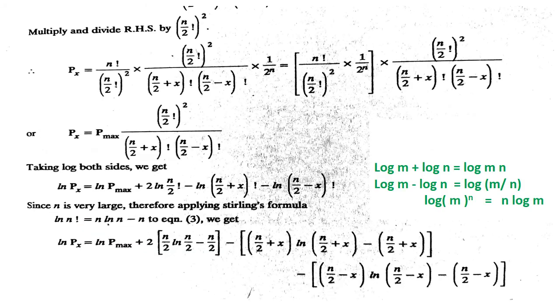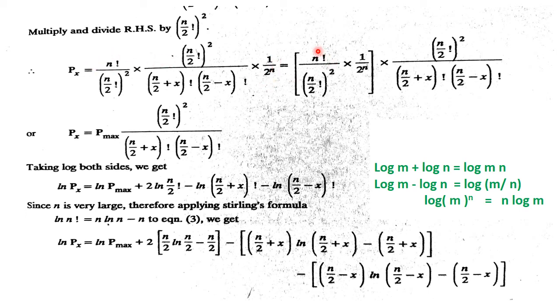Further, let us multiply and divide the right-hand side by (n/2 factorial) square. That means we get P(x) equal to n factorial divided by (n/2 factorial) square, multiplied by (n/2 factorial) square, which is the multiplication and division by (n/2 factorial) square, divided by (n/2 plus x) factorial multiplied by (n/2 minus x) factorial, multiplied by 1 upon 2 raised to the power n.